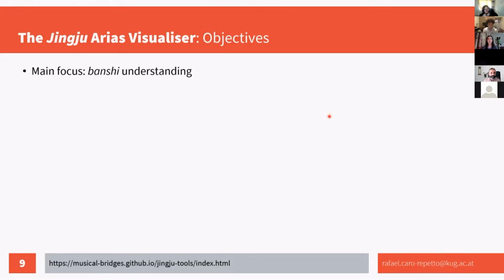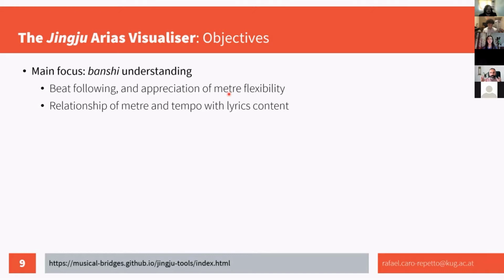Banshi is a very huge concept, so here we're focusing on some aspects of it. Mostly it is beat following: helping the listener to find the beat and follow it, and appreciate the metrical flexibility of banshi in jingju singing. Then also to focus on the relationship between meter and tempo and the lyrics, how the meter and tempo, as expressed by the banshi, change according to the content of the lyrics. And then also to understand the structure of the aria as it is defined by the lyrics lines, how the lyrics lines define the structure of the aria.